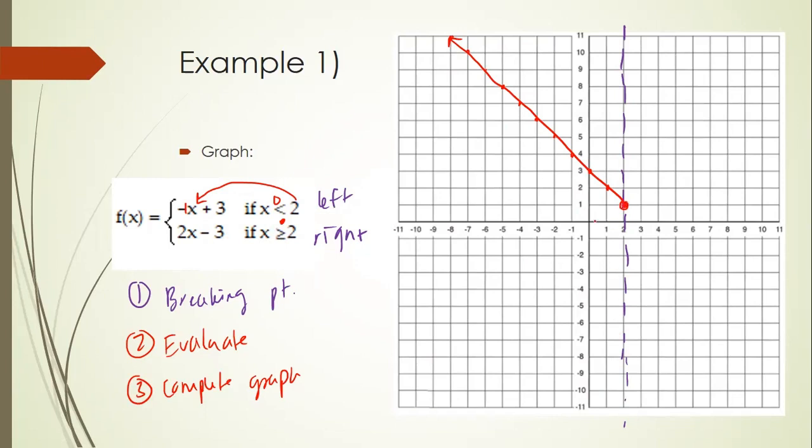I'm going to complete the graph by using the slope. What is the slope here? The slope is 2. And I'm going to the right. So I go up 2, right, up 2, right, up 2, right. And there is the rest of this graph.